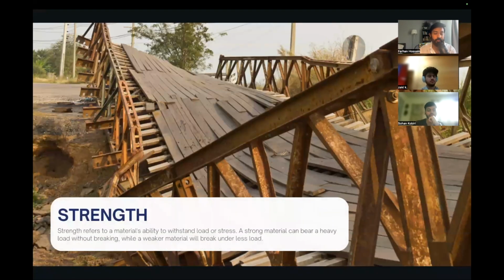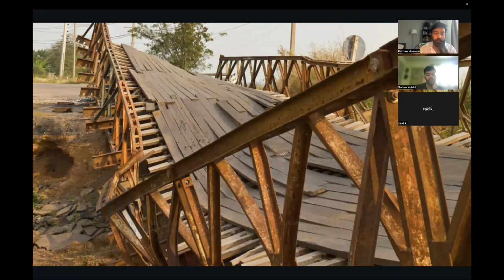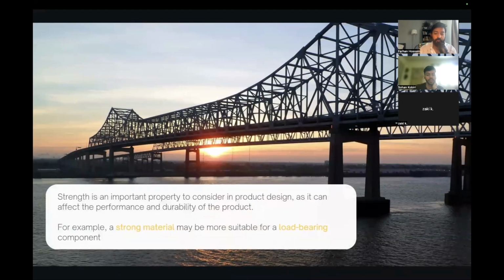Next is strength. We spoke about this at the beginning, but it's also very important just to remind ourselves again that strength is the ability to withstand the load under the stress, and it's very similar to stiffness. So you can get confused with it, but it's the total ability, the ability to carry that load without breaking. And so it's very important to consider this property for your design.